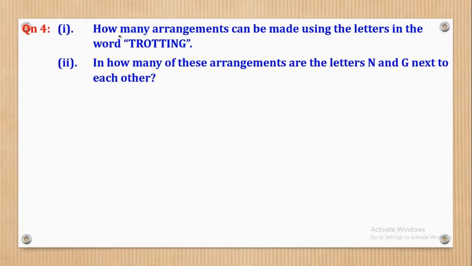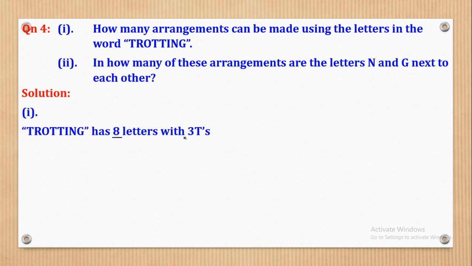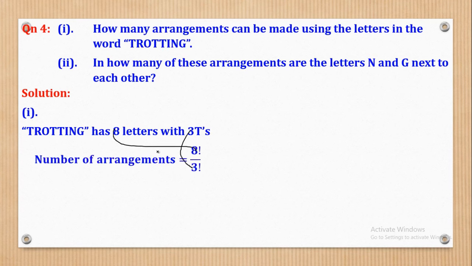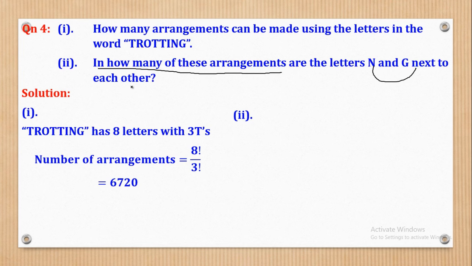Then question 4, Roman 1 says, how many arrangements can be made using the letters of the word trotting? So here there are no restrictions, so we shall first analyze the word trotting. Now that word trotting has 8 letters with 3 T's, meaning that 8 will be the numerator and 3 will be the denominator. When I use the calculator, I'll come up with that. Then Roman 2 said, in how many of these arrangements are the letters N and G next to each other?